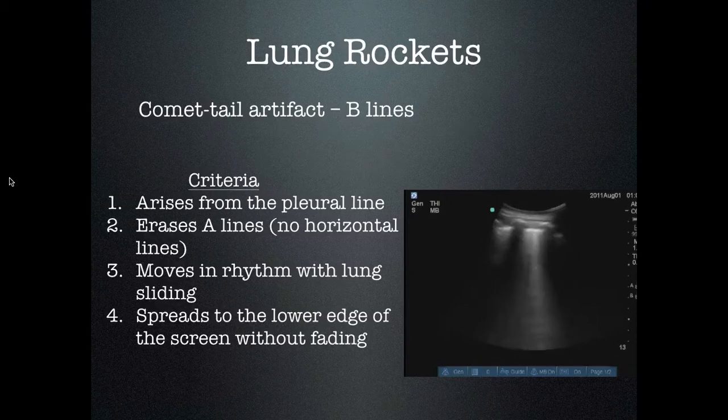Also, because these artifacts are dependent on pleural movement, because we're looking at the lung, they move with pleural movement. Therefore, there's a rhythmic sliding with respirations of these B-lines as we see here in the image. And they must go all the way off the screen. One reason why we have the depth so deep at 13 centimeters is to show you that they go all the way off the screen.